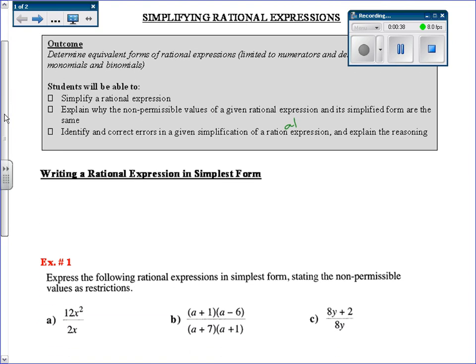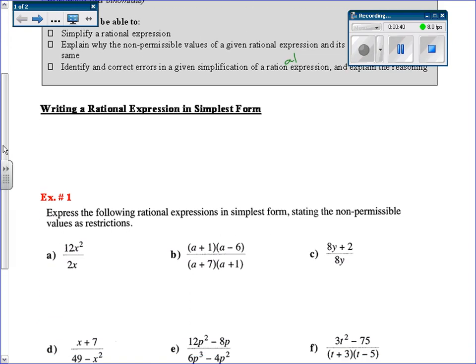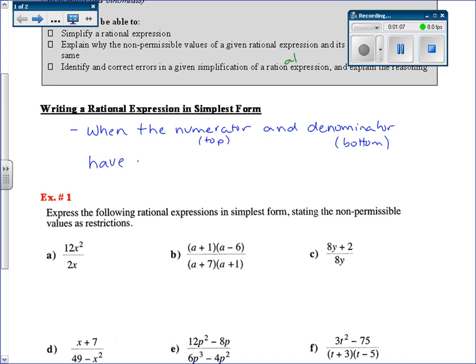So writing a rational expression in simplest form. A rational expression is in simplest form when the numerator and denominator have no factors in common other than 1. So this is when the numerator, remember, the top of the fraction or rational expression, and the denominator, that's the bottom, have no factors in common other than 1.